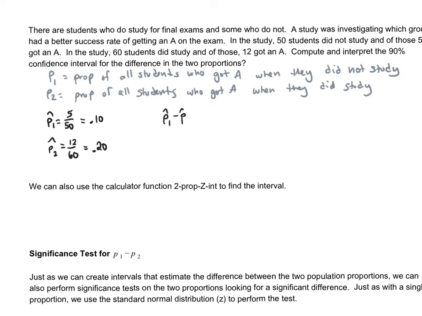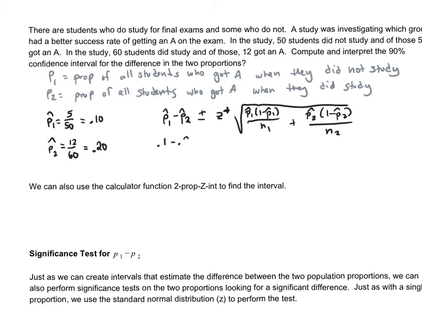So our formula is P hat 1 minus P hat 2, plus minus Z star, which we'll get from the table, times the big square root of P hat 1, 1 minus P hat 1, all over N1, plus P hat 2, 1 minus P hat 2, all over N2. So now we just have to put all our numbers in. Well, we know this first one's going to be 0.1 minus 0.2. We could have switched it, made it positive. It really does not matter.